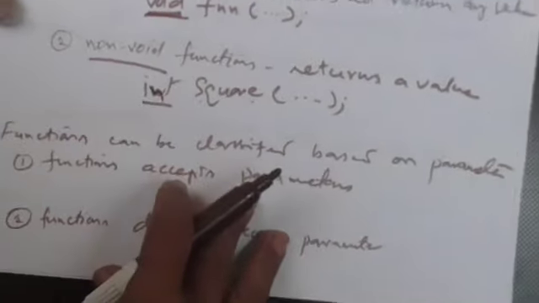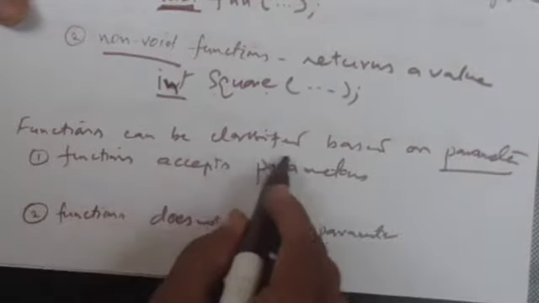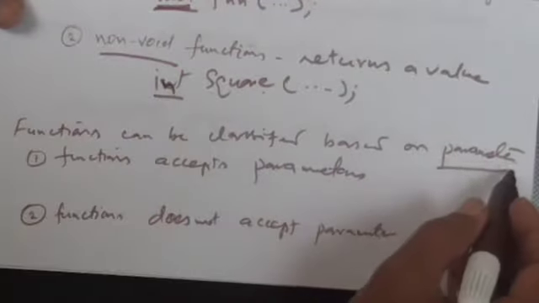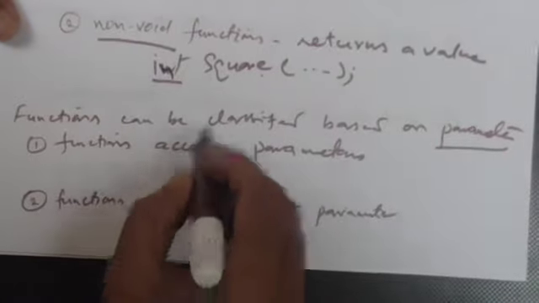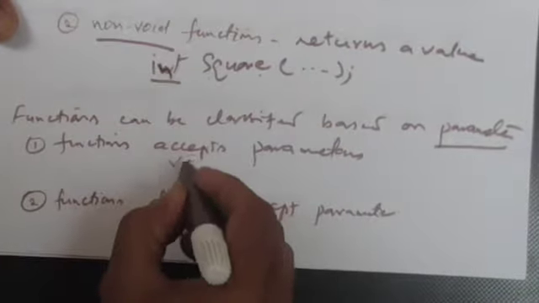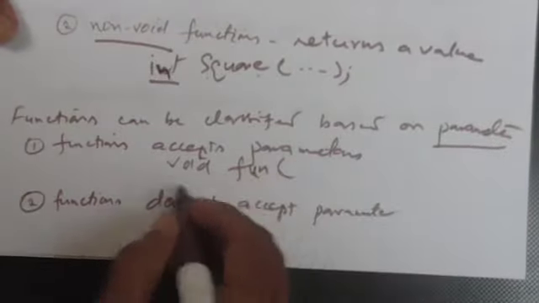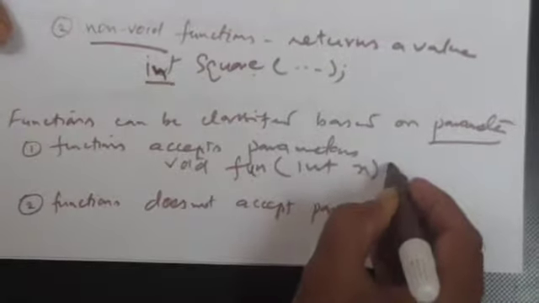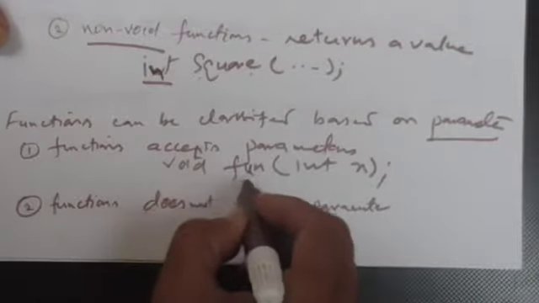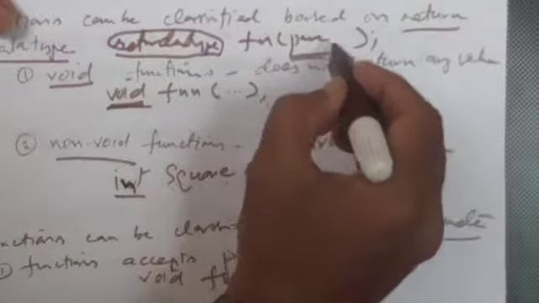Then another classification is based on the parameter list. Functions can be classified based on the parameters also. Functions accept parameters. For example, I write some function name, I say fun, and I write int x to give you an example. My attention is now on the parameters, not on the return data type.